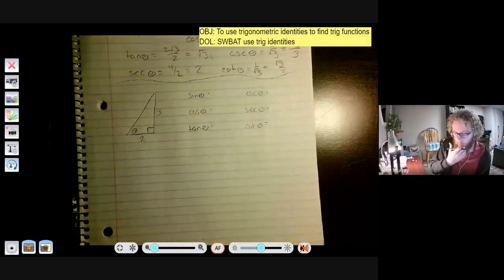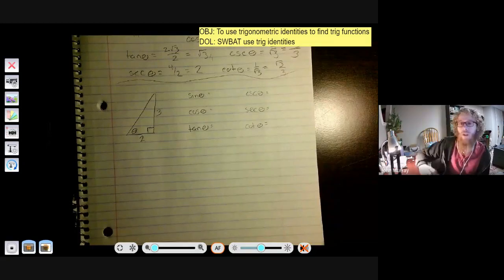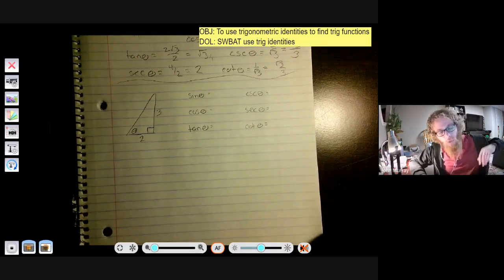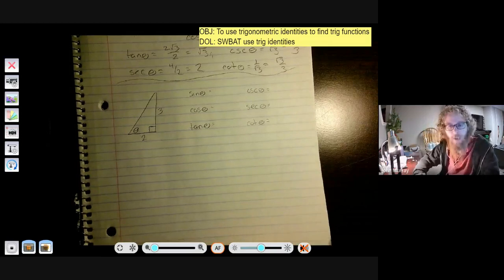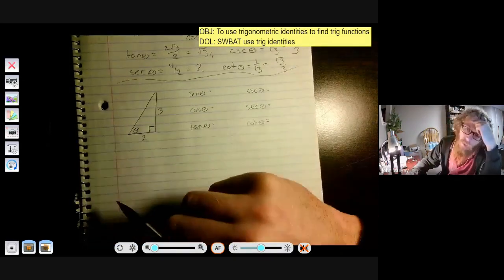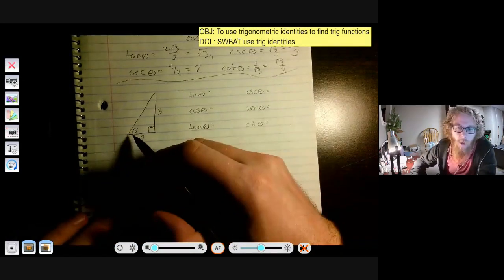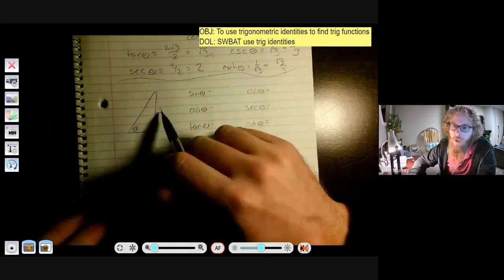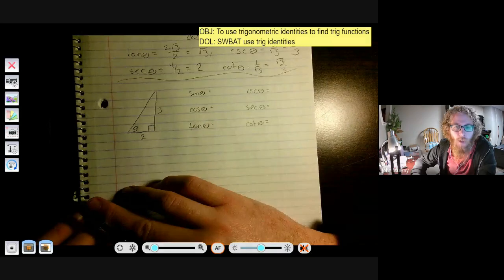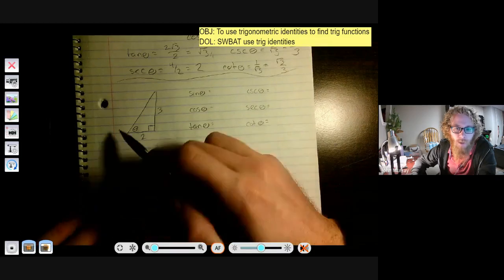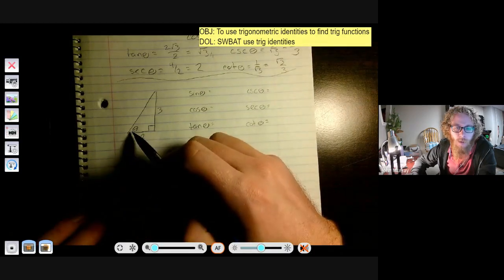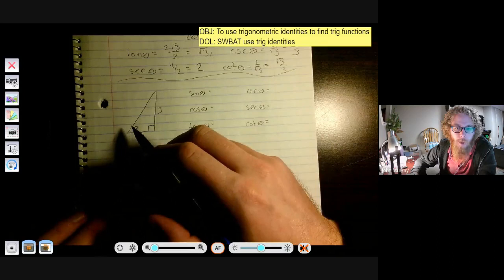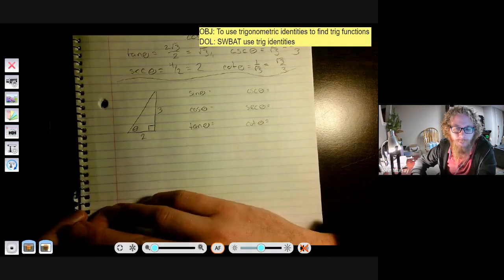All right, so for homework over the weekend, I gave you a right triangle, and I asked you to find the 6 trig functions based on that triangle. The triangle I gave you had our angle here in the lower left corner, and both legs, the 2 and the 3. Like we dealt with last week, I would recommend labeling your sides. Remember, some of your sides depend on where your angle is.